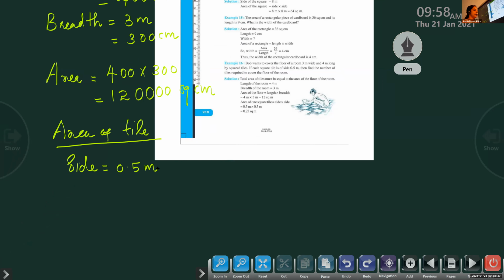How did you get that? How will you convert meter to centimeter, children? We will multiply with 100, right? Yes, ma'am. So 0.5 into 100.